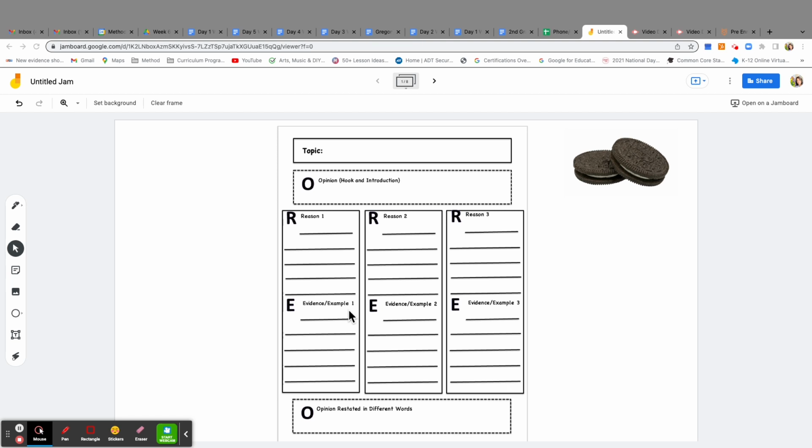You may want to have the story in front of you so you can go back and look for examples from the text to find your evidence or examples. You can find the link for the text in this lesson.